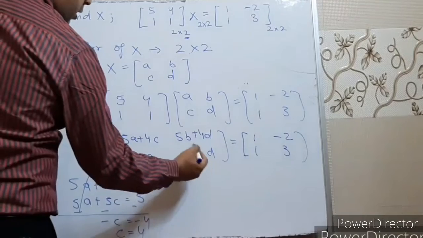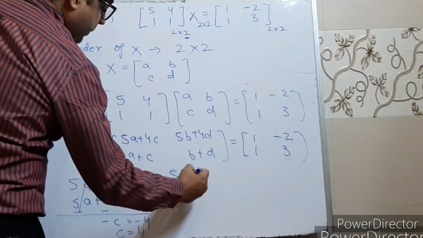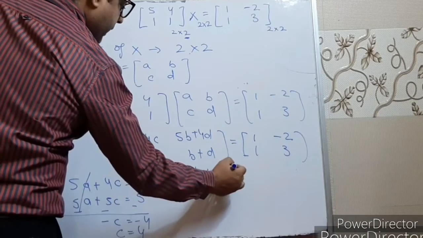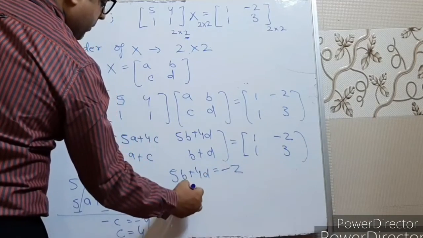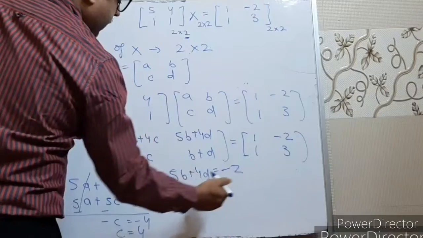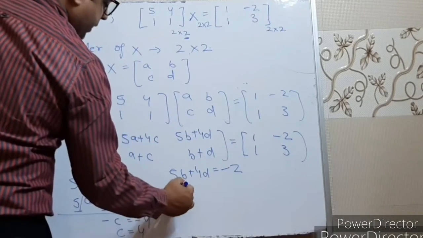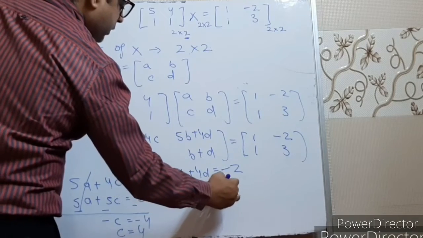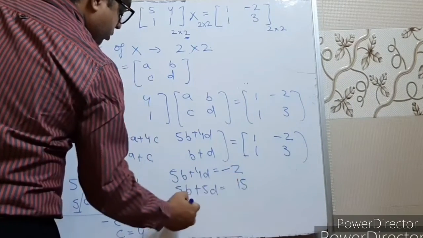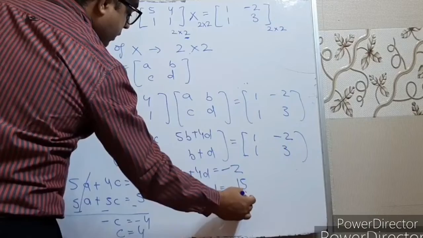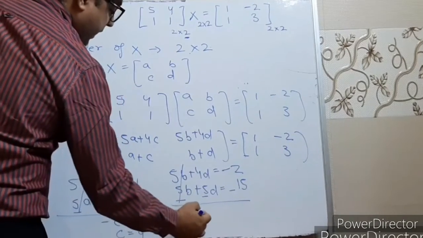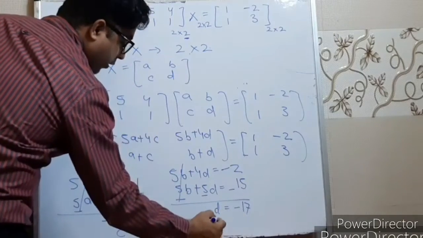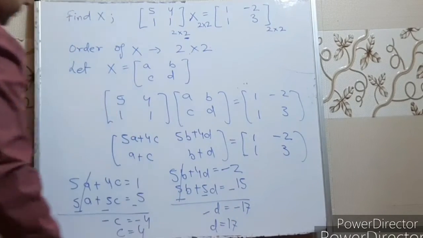Similarly, here you will get the condition 5B plus 4D equals minus 2 and B plus D equals 3. So multiply by 5 here again. What will we get? 5B plus 5D equals 15. When you subtract these two equations, what will we get? This 5B and 5B cancel. Minus D equals minus 17. So the value of D will be 17.